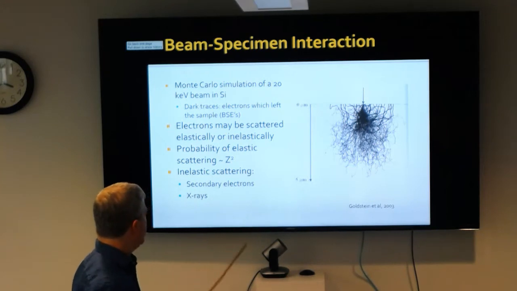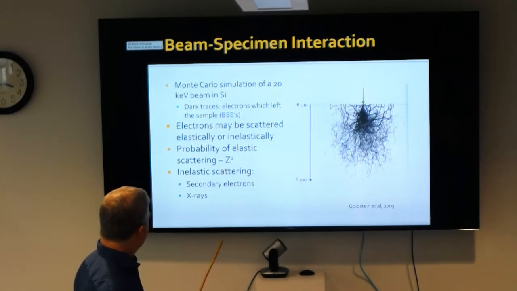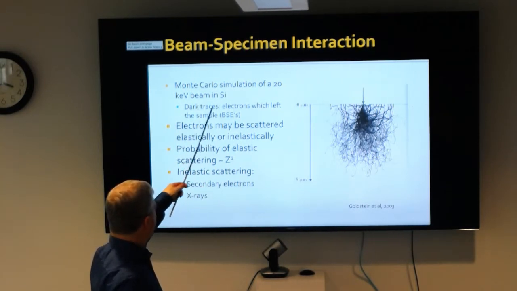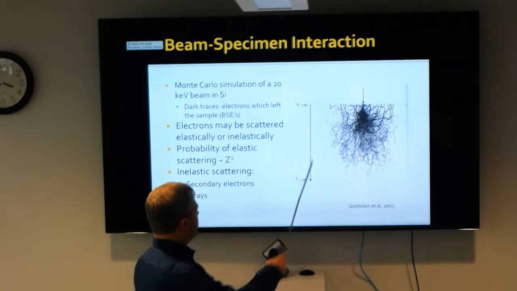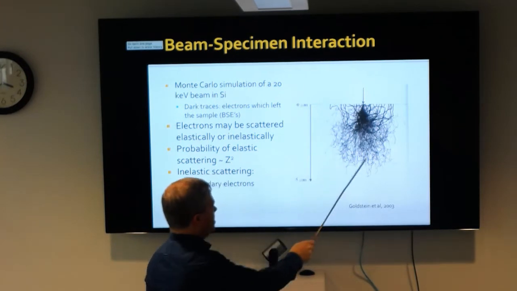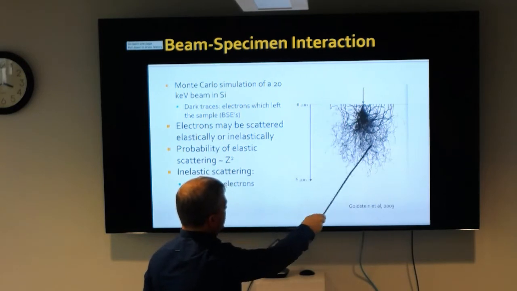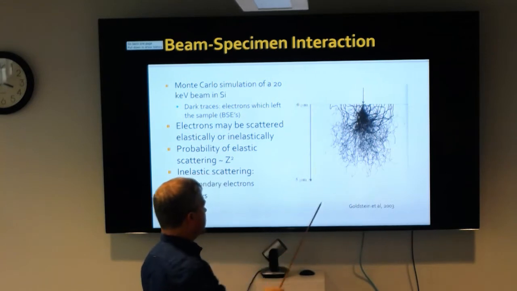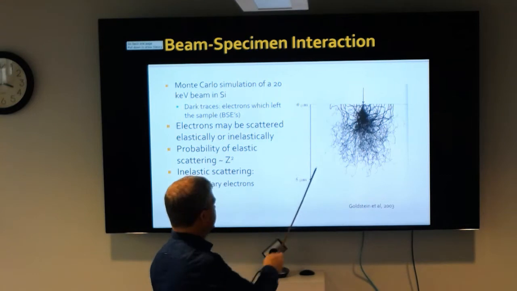So the beam-specimen interaction is something to consider. What people usually do is use various pieces of software that will do a Monte Carlo simulation of how the beam interacts with the sample. Basically the beam hits the sample, and most of it goes into the sample, and loses energy as it goes through the sample. Some of it gets scattered back out of the sample. That's called backscattering. The electrons can be scattered elastically or inelastically.